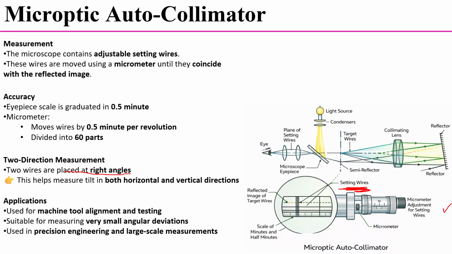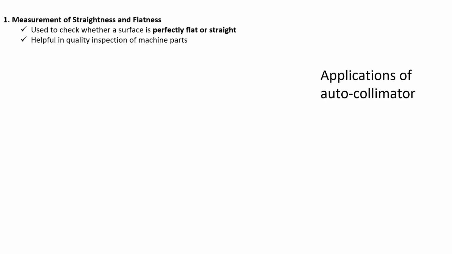Next we have to discuss the applications. The micro-optic autocollimator has applications, which are very important. It is used for machine tool alignment and testing. It is also suitable for measuring very small angular deviations and is used in precision engineering and large-scale measurements. Next we have to look at the applications of the autocollimator. These are very important from the competitive exam point of view.